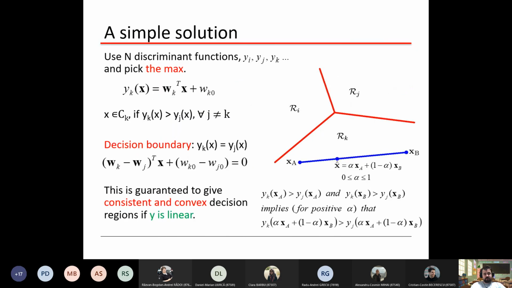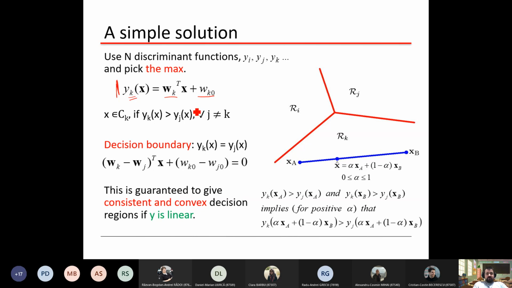Well, the solution for that is to use n discriminant functions, yi, yj, yk, and so on, one for each class, to evaluate the value yk of x corresponding to each class. So what would be the value, or the probability, of the point belonging to class k? And for that, we will have a vector of weights for each class, and also a bias for each class.